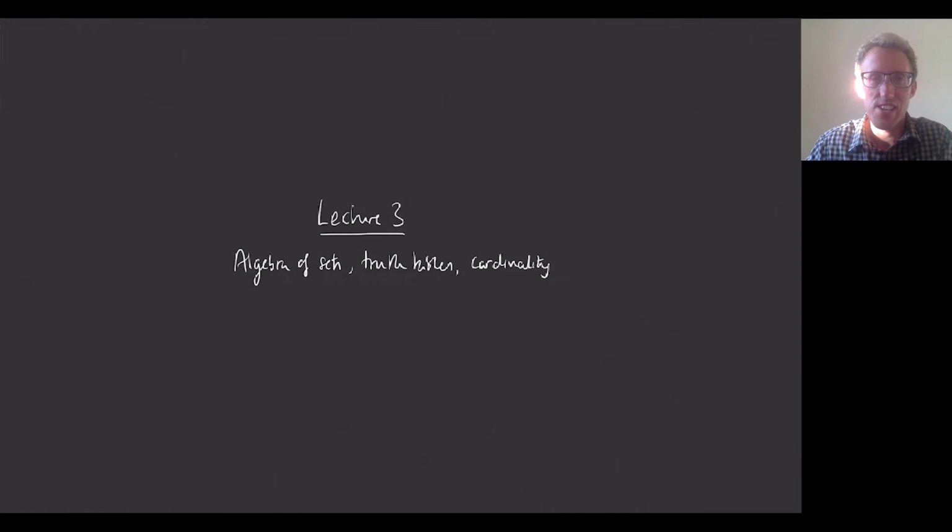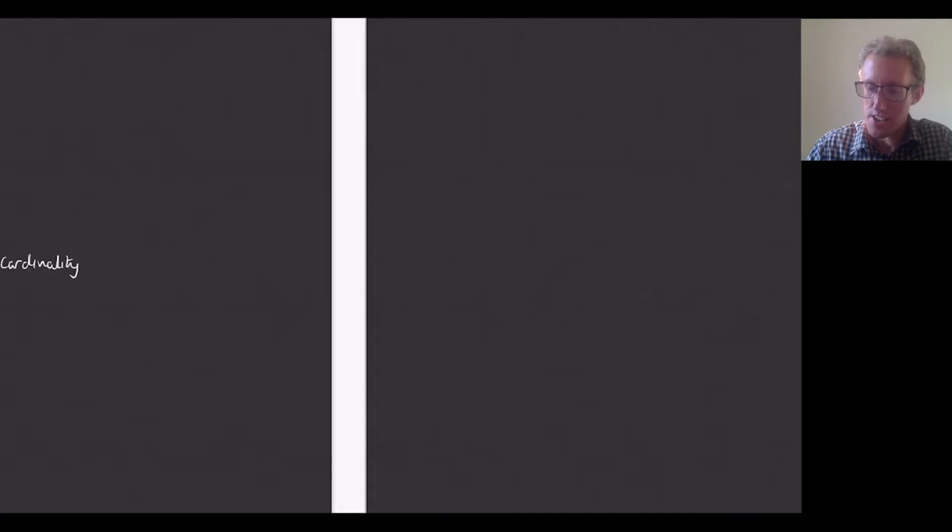Okay, so in this lecture, I'm going to talk more about sets. I'm going to spend the first half of the lecture talking about some algebra of sets, and then in the second part we'll talk about truth tables and cardinality, and I'll explain what those are. So I'm going to start off with some definitions.